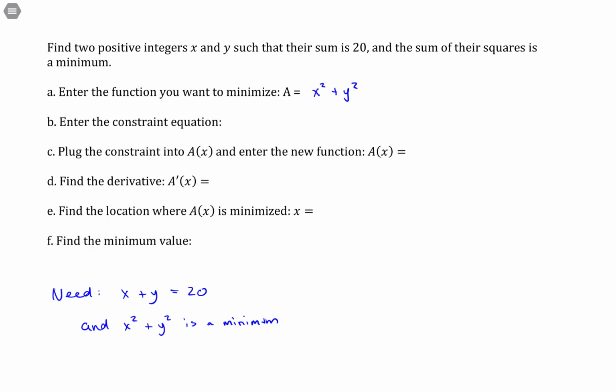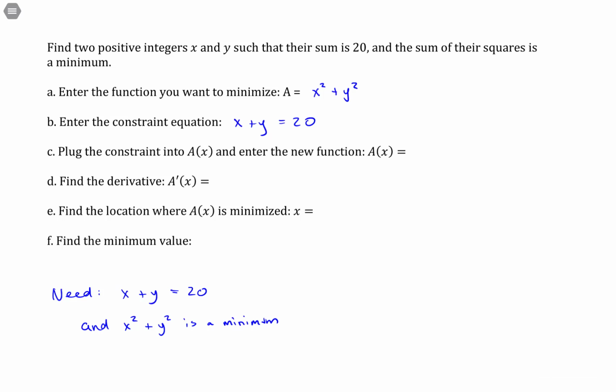Enter the constraint equation. So the constraint is what relates the two variables and gives us a point where we could have a maximum, because if we can just allow x and y to go to infinity, the area can go to infinity. So we have to have some sort of constraint. And that, in this case, is that x plus y has to equal 20.